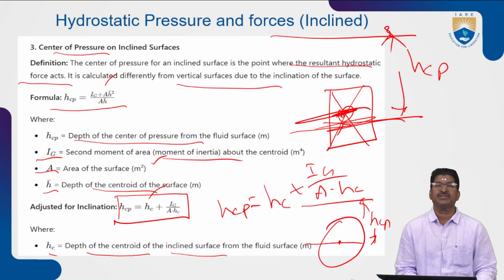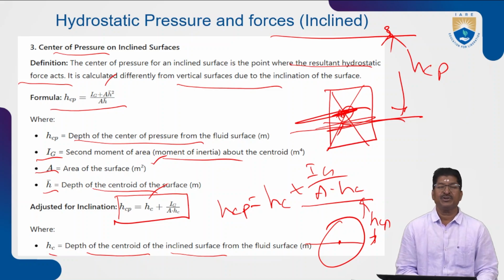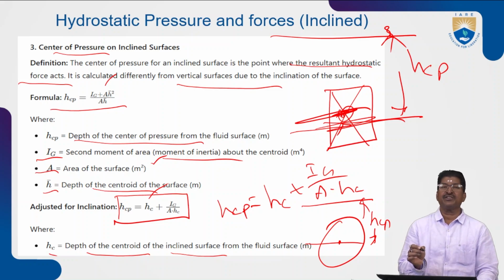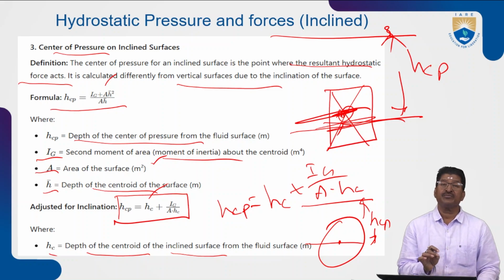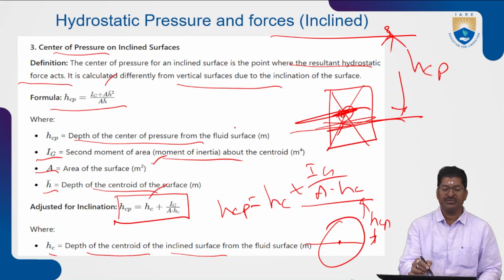Center of pressure. Center of pressure is nothing but where the total resultant force is acting. That point is called the center of pressure. It is the point at which the resultant force acts, measured from the surface of the liquid. The distance from the liquid surface to the centroid of the surface is the centroidal distance. So here, SCP is the depth of the center of pressure from the fluid surface.